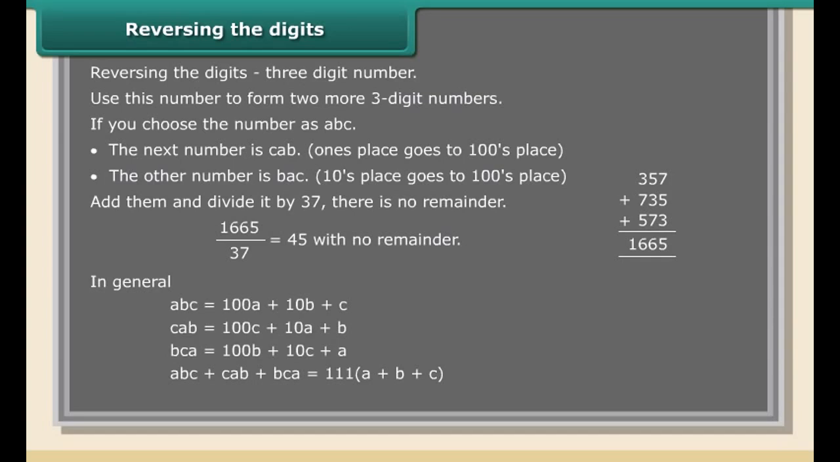ABC plus CAB plus BCA is equal to 111 into A plus B plus C, which is 37 into 3 into A plus B plus C, which is divisible by 37. Letters for digits.